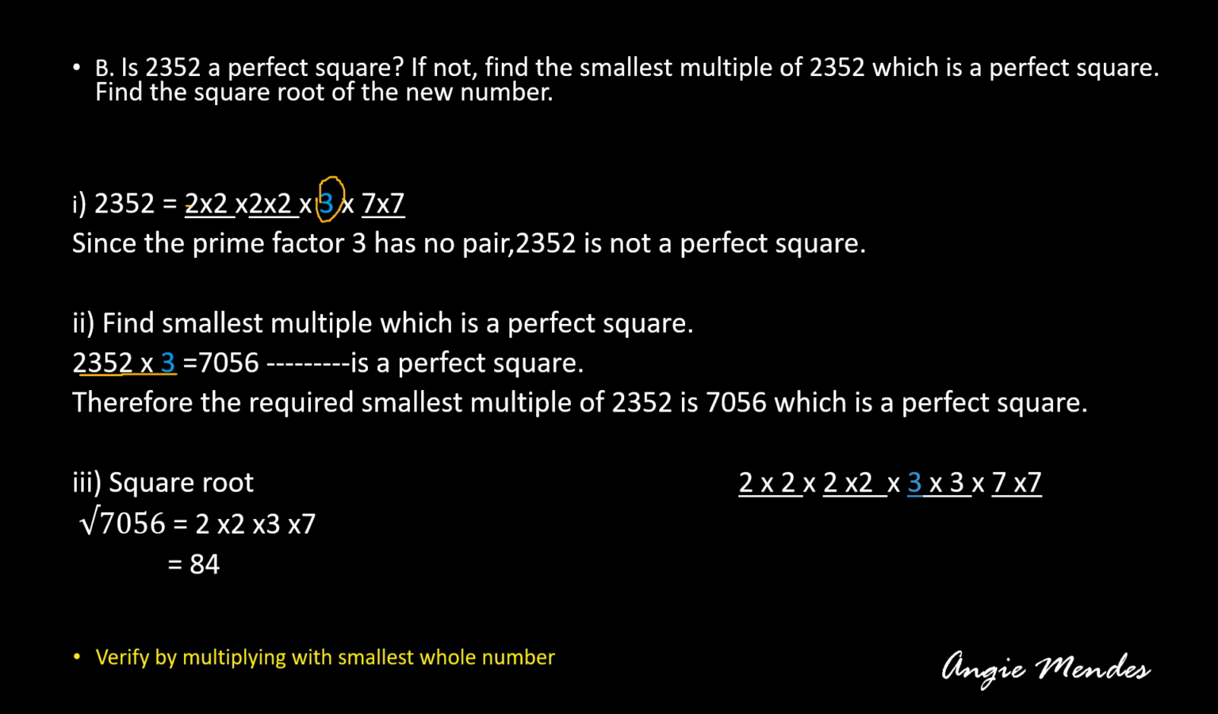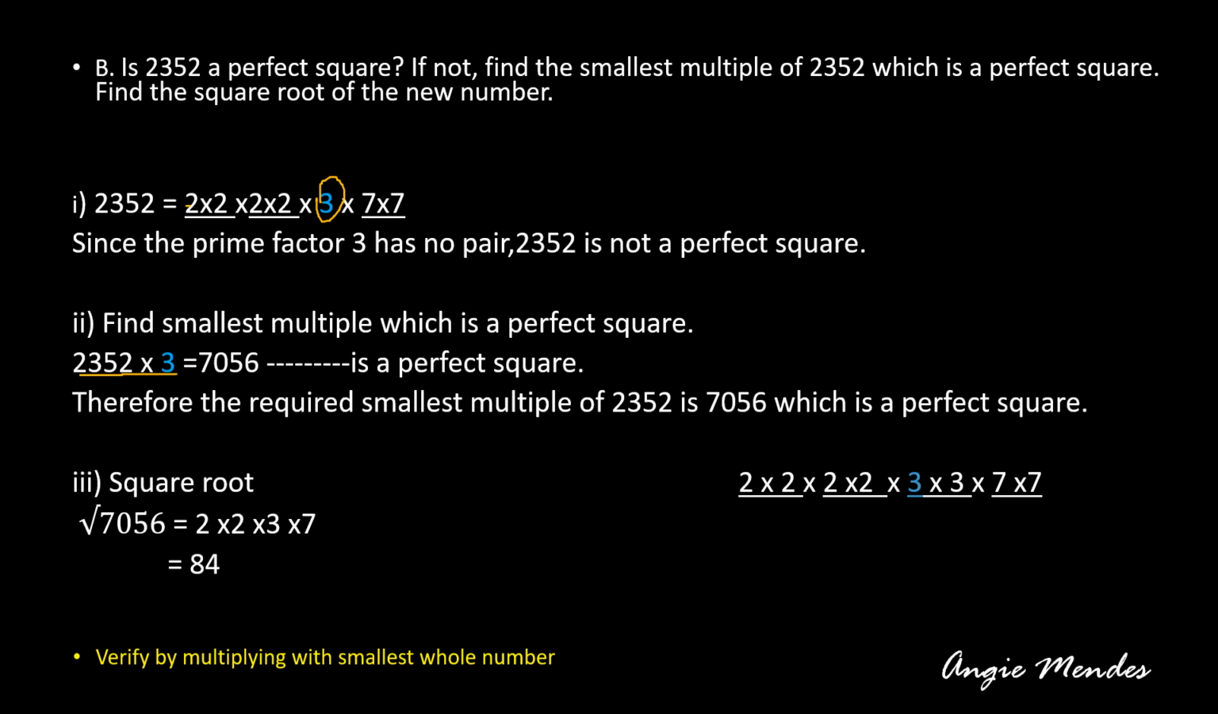So the required smallest multiple of 2352 is 7056, and 7056 will be a perfect square. Under what conditions? That 3 has a partner. So this is what we have done here.